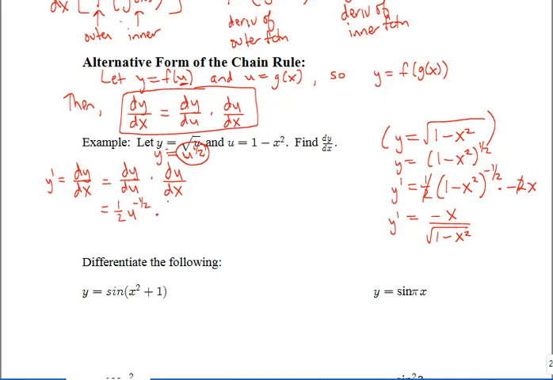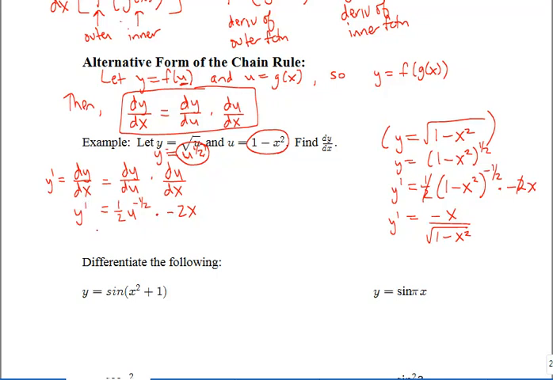Now we're going to multiply this by du dx. So you go to your second function over here, and if u is 1 minus x squared, then the derivative of this u function with respect to x would just be the derivative of 1 minus x squared with respect to x. And that, we know, is just negative 2x. Okay, so here's what our derivative is looking like.